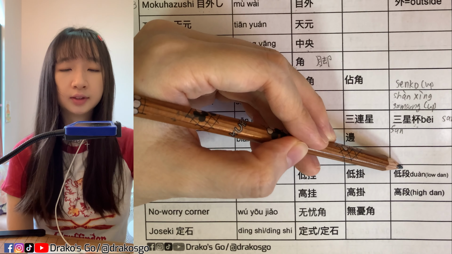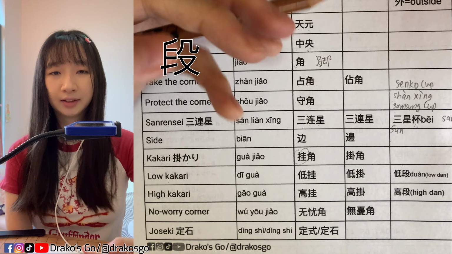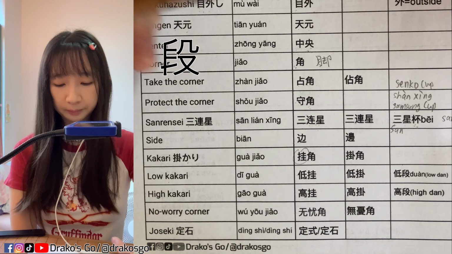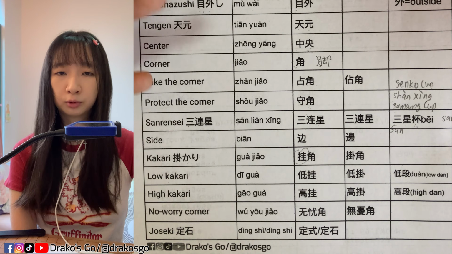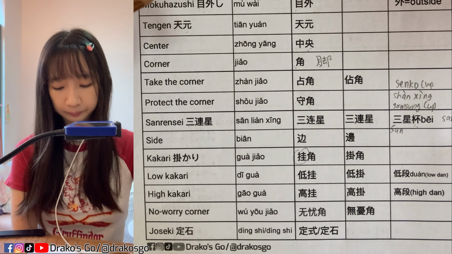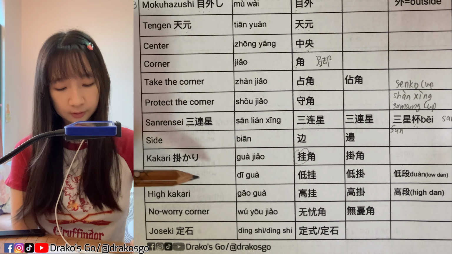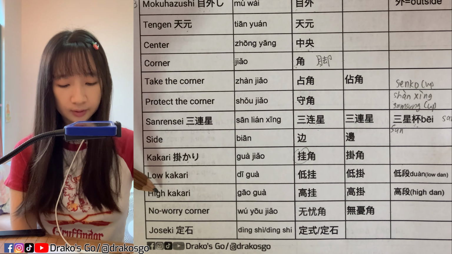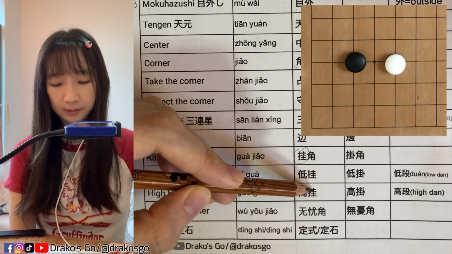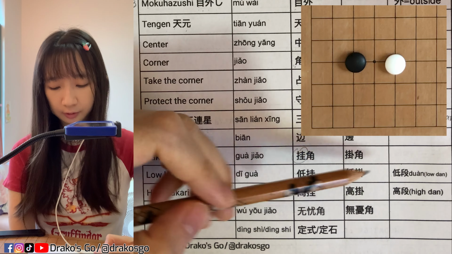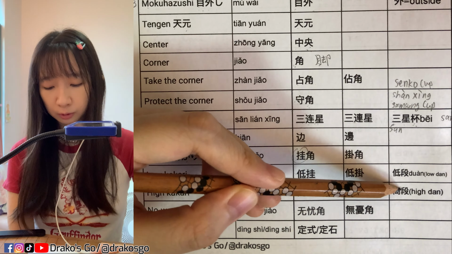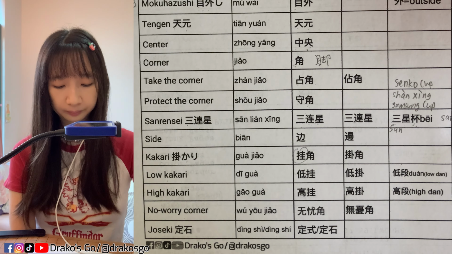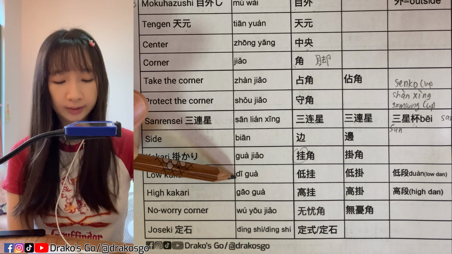First, look at the second word. This is 段. So this is dan in Chinese, like 1 dan, 2 dan, 3 dan, the ranking. So if someone says 低段, they are referring to low dan. So maybe 1 to 2 dan will be considered 低段. So low kakari is 低挂, and a high kakari will be 高挂. So this same concept can be applied to the dan rankings as I was saying just now. 低段 is low dan, 高段 is high dan. So maybe 3-4 dan and above, you consider them 高段. So 高 means high and 低 means low.